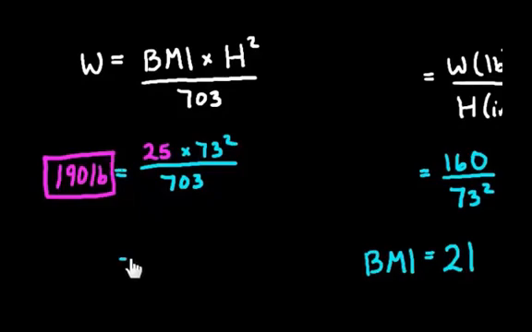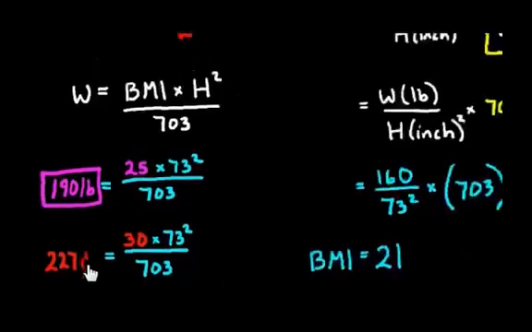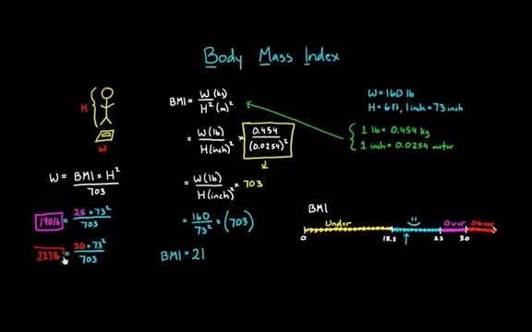And I can even do this for a BMI of 30. I can say, what about a BMI of 30? My current height, again, is 73 inches. That's not going to change. And I can do the math and find out that, in this case, my weight would be 227 pounds. So if I was 227 pounds, given my height, I would be considered obese.